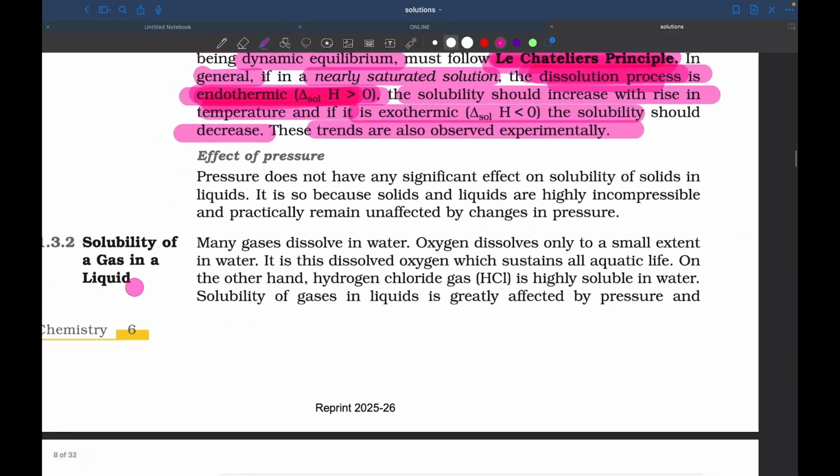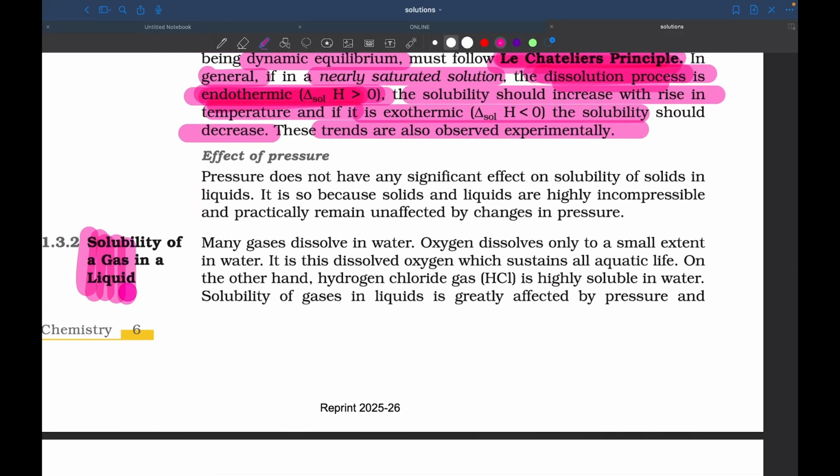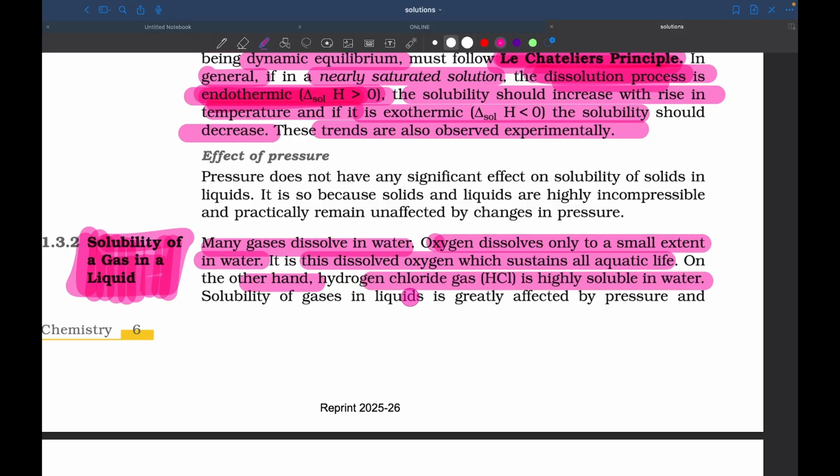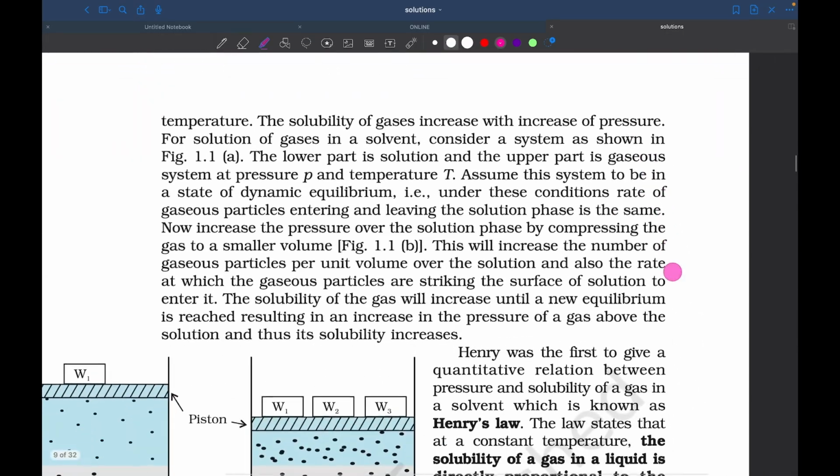Then we have the pressure. Next we will come to Henry's law. This is our topic, the solubility of gases in liquids. Many gases dissolve in water. Oxygen dissolves only to a small extent in water. It is this dissolved oxygen which sustains all aquatic life. On the other hand, hydrogen chloride is highly soluble in water. The solubility of gases in liquids is greatly affected by pressure and temperature.